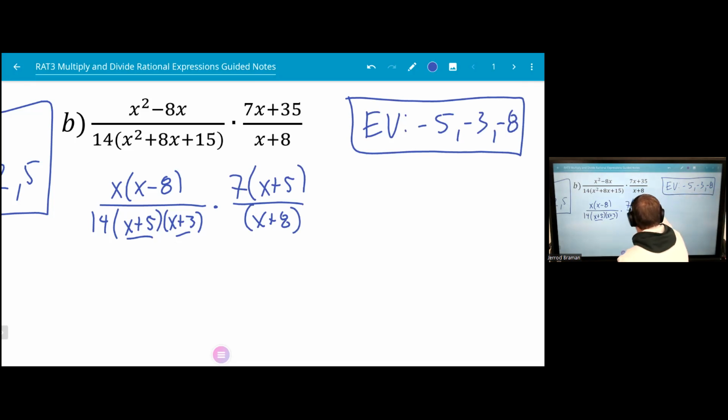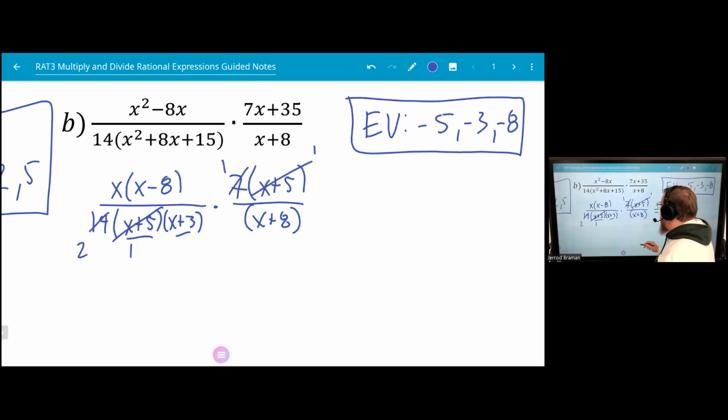Let's see what we can simplify. Well, I've got an x plus 5 in the numerator and denominator. That simplifies to 1. Well, that's a -8 and +8 for x's, so that can't do anything there. x doesn't do anything. Oh, I've got a 7 and a 14. 7 divided by 14 is 1 divided by 2, and I think that's all I can simplify.